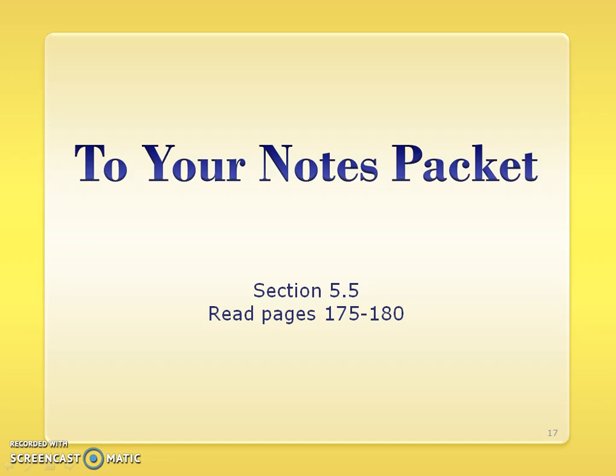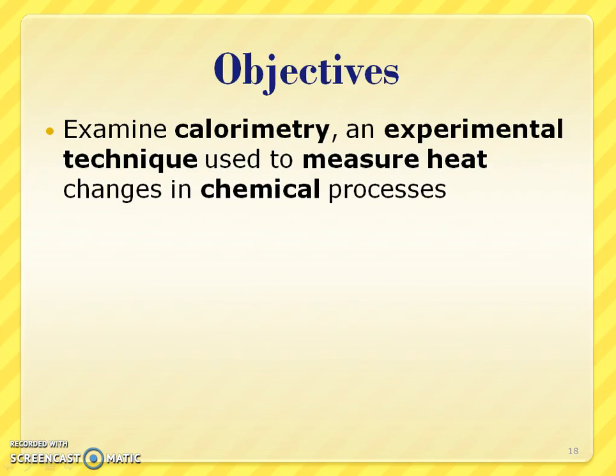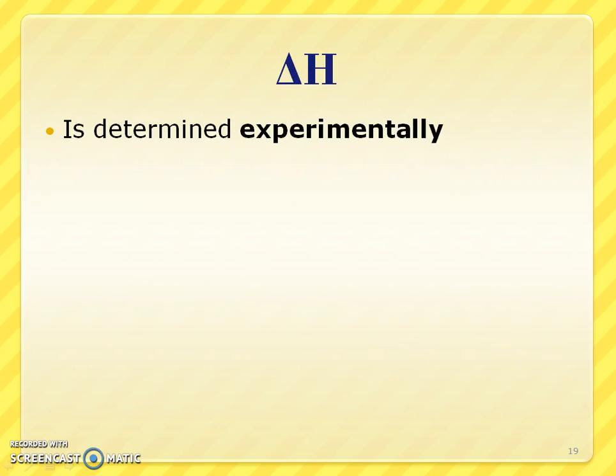So now back to your packet, and I suggest at this point you might want to pause the video, fill in the blanks, and then play to hear my words. So the objective for this section is to examine calorimetry, which is an experimental technique used to measure this heat energy that changes in chemical processes. And it also changes in physical processes. Remember, we can talk about exothermic and endothermic being a chemical change or a physical change.